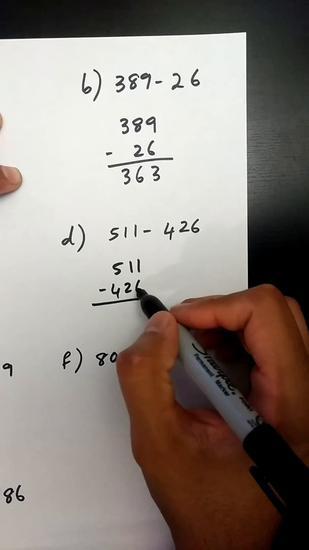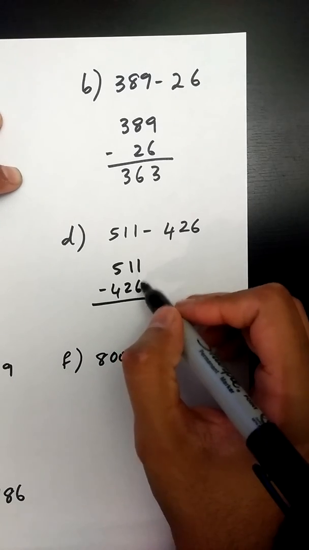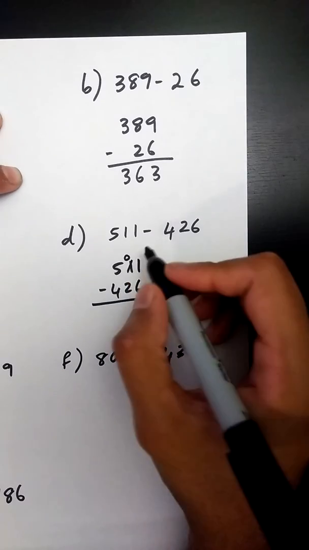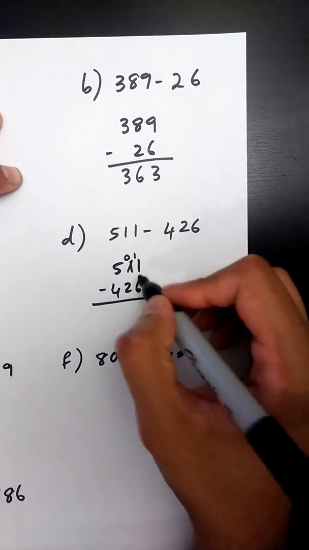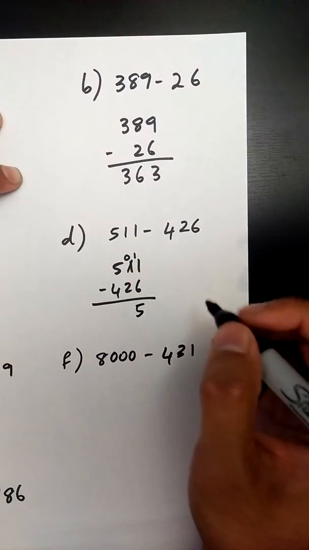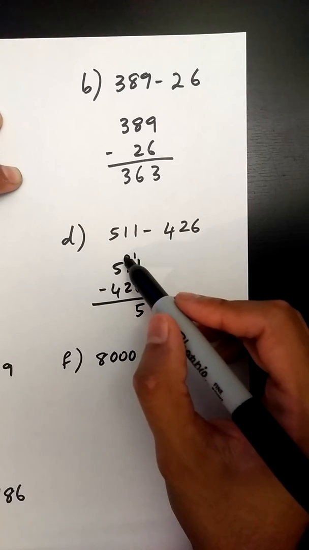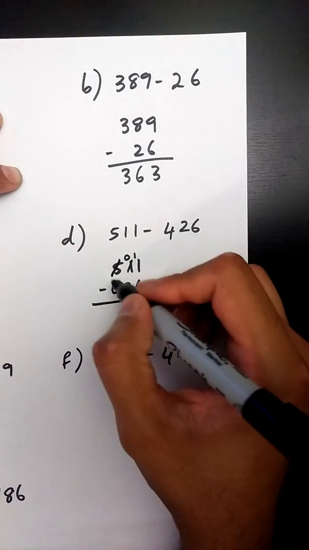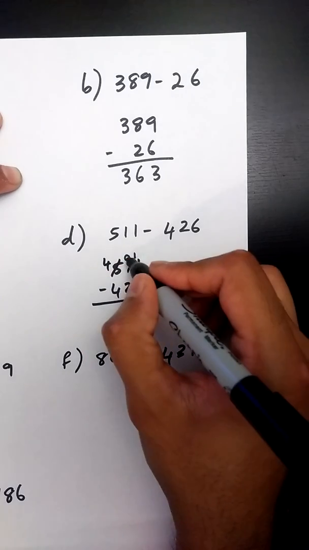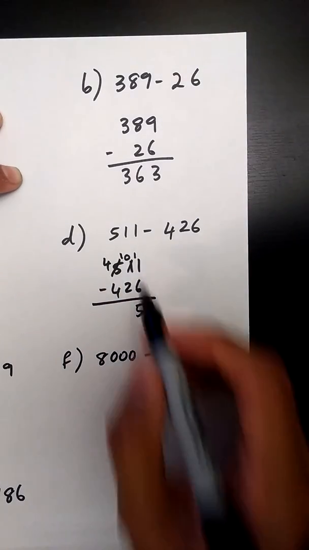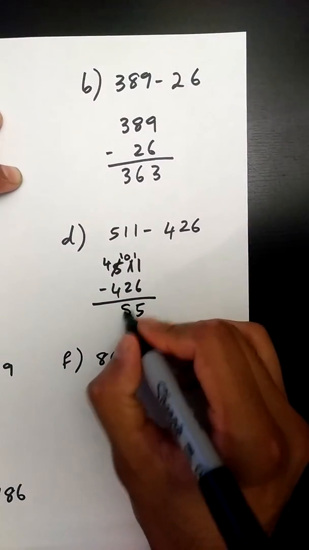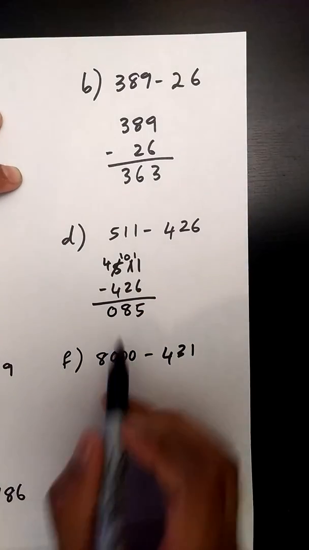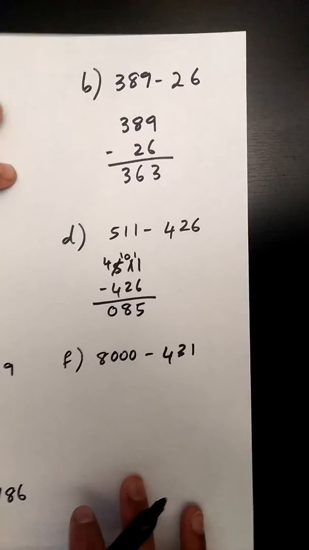Again, I cannot do 1 minus 6 in this example, so I have to borrow. Cancel that off and make that a 0. This becomes 11. 11 minus 6 is 5. Again, I cannot do 0 minus 2. So again, I have to borrow. I'm going to cancel that 5 and make it a 4. This 0 becomes a 10. 10 minus 2 is 8. 4 minus 4 is 0. Solution is just 85.